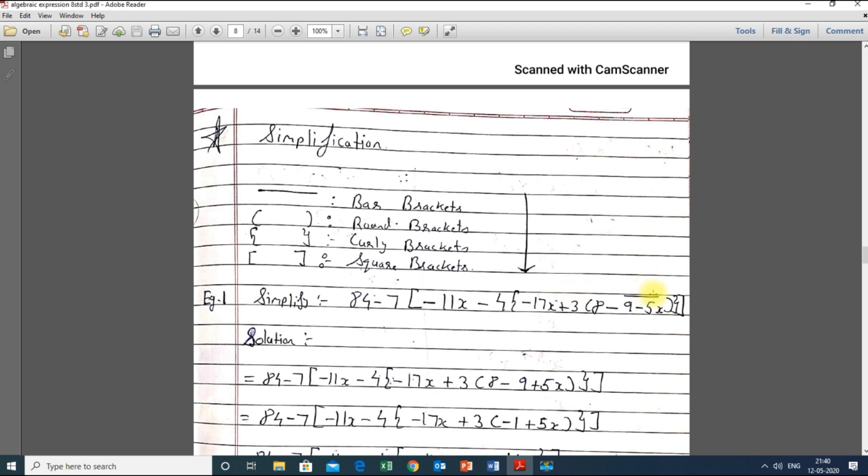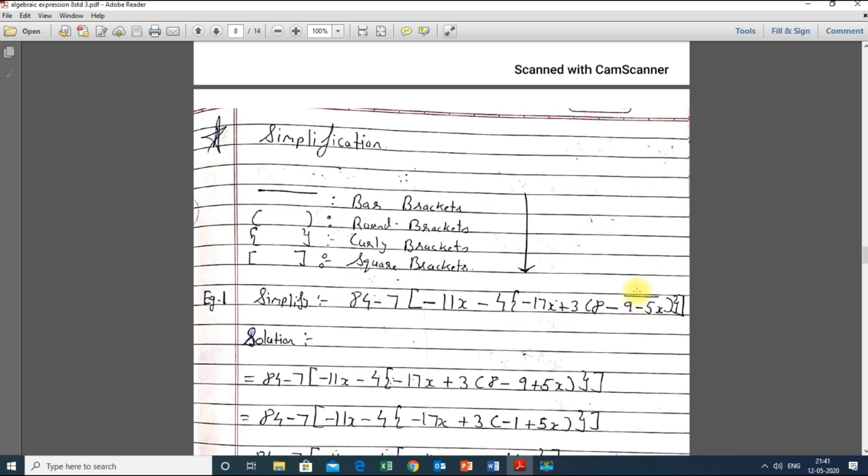See, here there's a bar bracket. You can see there's a bar over here. Now we know that we can only add or subtract when there are like terms. Since here it is 9 and it is 5x, I can't do anything. 9 minus 5x cannot be written as minus 4x, because if there were x in both then I could write it, but it is 9 minus 5x, I can't do anything.